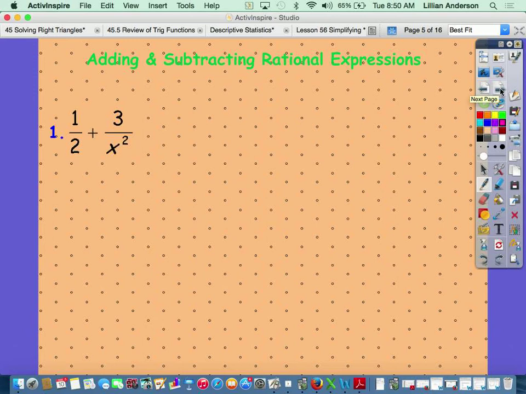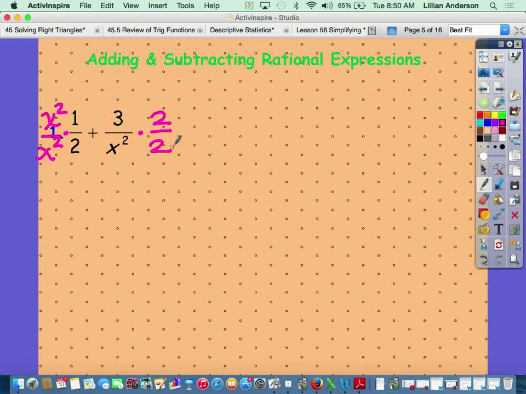So, starting off simple, we'll work our way up. Now, in order, again, to add these two, we need to have a common denominator. And I guess the easiest way to do it is, what is this denominator missing from this one? It's missing an x squared. So that means I'm going to multiply the top and the bottom by an x squared. What is this denominator missing that this has? A 2. So I'm going to multiply the top and the bottom by 2. Everyone all right so far?